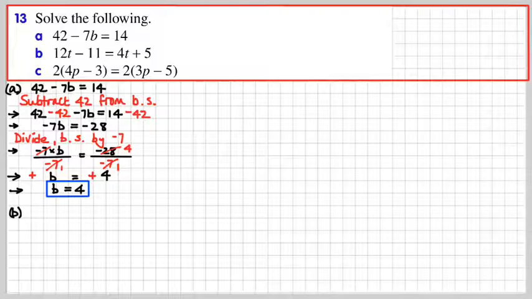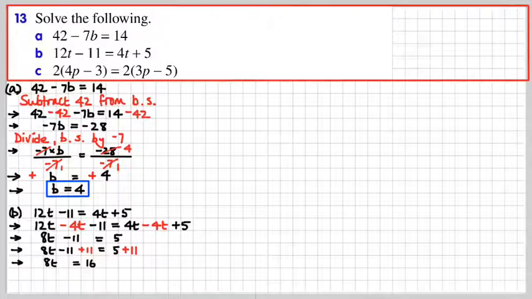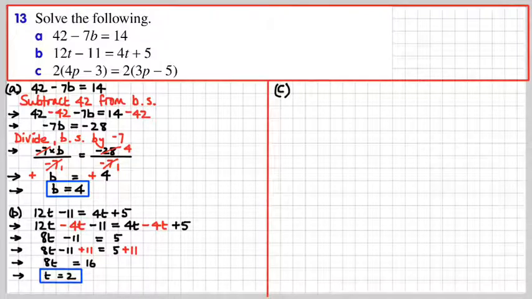What's this? Yes, alright. That means we've got t's on both sides and numbers on both sides. We just have to clean it up. So first thing we could do is subtract 4t from both sides, and that would get us that. Now we clean that up, we get 8, we get that. Now we're going to add 11 to both sides, and then we will get that, and divide both sides by 8, we'll get t is 2. Yes, very good. Okay, here comes the third one.